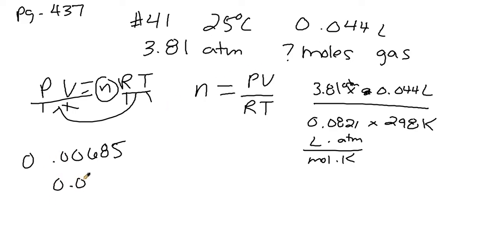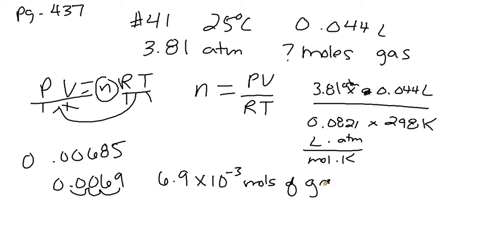So we're going to end up with 0.0069 or 6.9 times 10 to the negative 3 moles of gas. We don't know what gas it is, but that's the gas that we're going to come up with. Okay, so here's one example on page 437, number 41, of manipulating this.